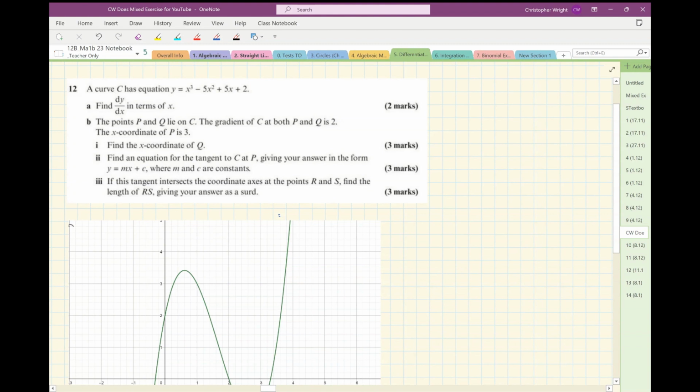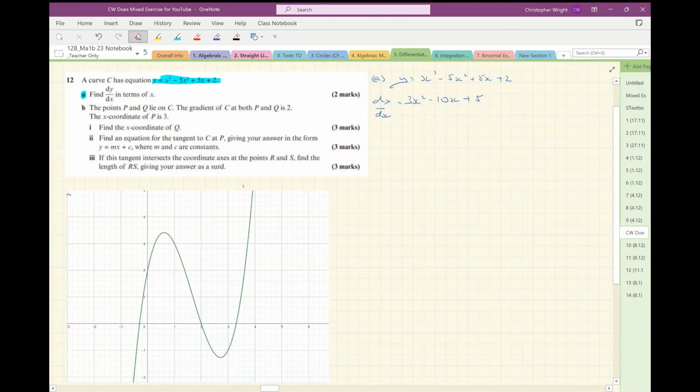Question 12. Right. A curve has this equation, and part A says find dy by dx in terms of x. So we'll start off with y equals x cubed minus 5x squared plus 5x plus 2, and we'll differentiate that with respect to x. 3x squared minus 10x plus 5. That's part A done.